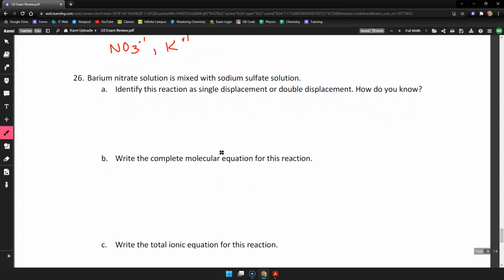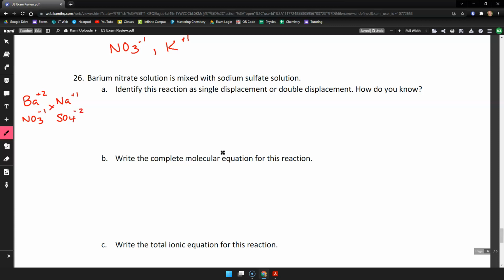Okay, this is our last one here. So it says barium nitrate solution is mixed with sodium sulfate solution. Identify this reaction as single displacement or double displacement. Okay, displacement and replacement are interchangeable here, and then how do you know? Okay, so we have barium, Ba, nitrate, which is NO3. We have sodium sulfate, Na, and then SO4. Okay, let's throw some charges up here. Plus 2, minus 1, plus 1, and minus 2.